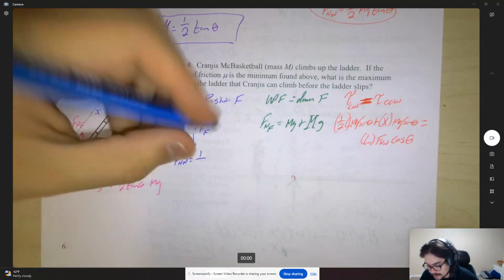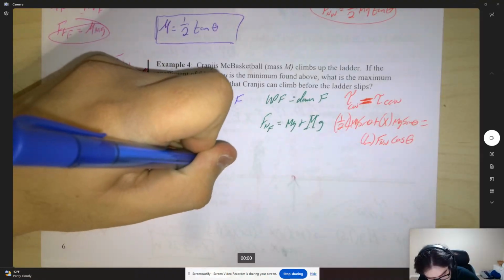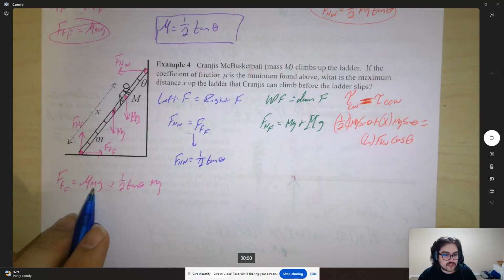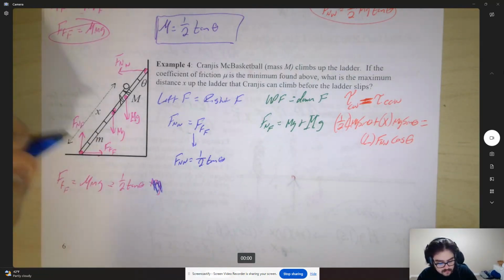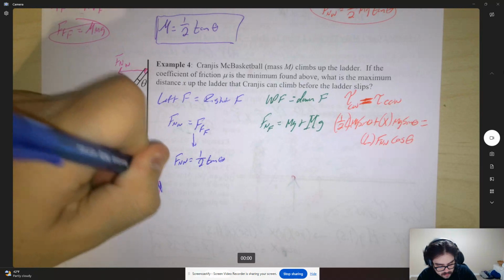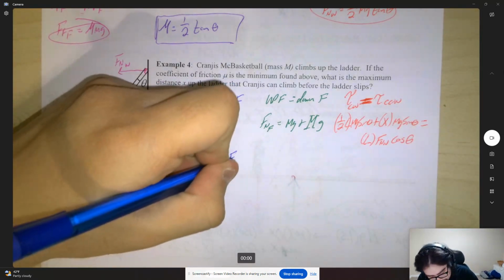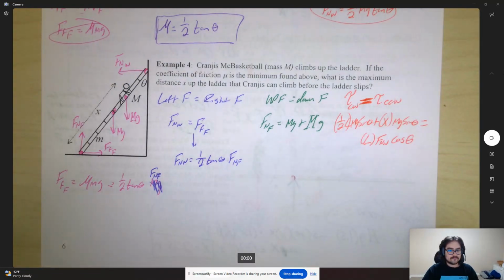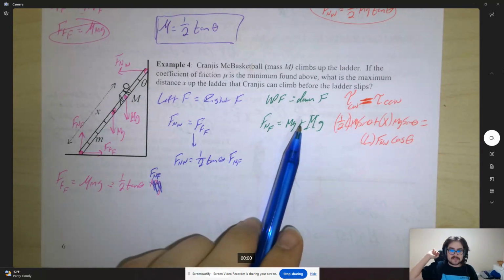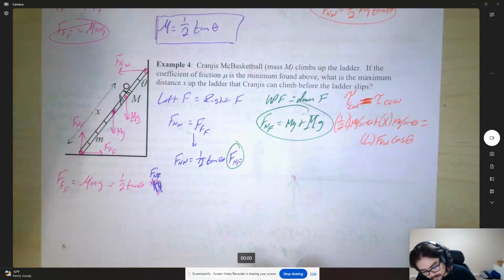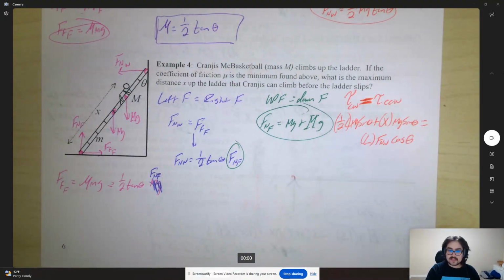This is going to end up being 1/2 tangent theta. And then actually I wrote mg here, but it really should be the normal force from the floor. Okay, F sub nf. So it should be F sub nf. Then I can make a substitution that F sub nf is this value up here. So I'm going to take the F sub nf and replace that in there, okay?